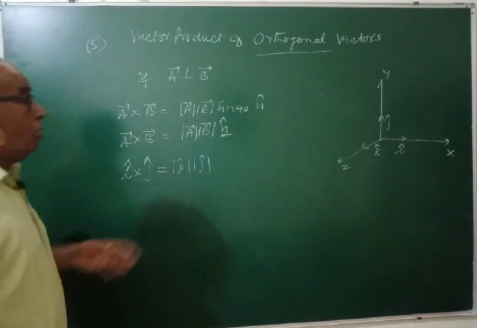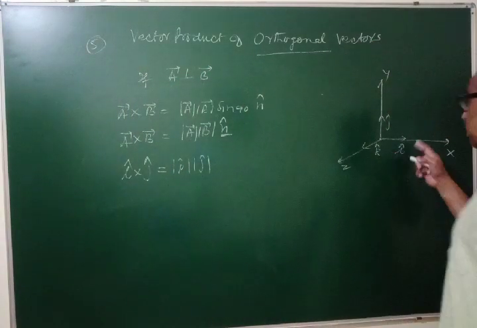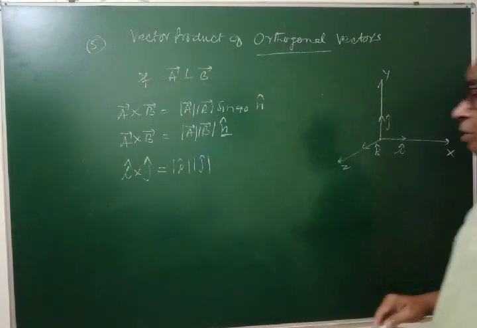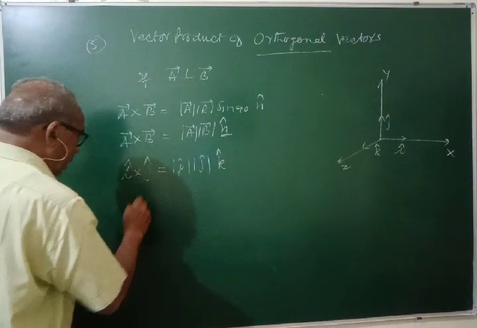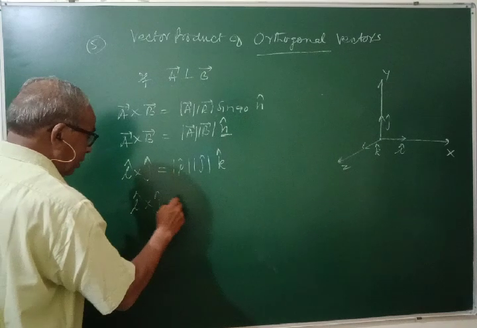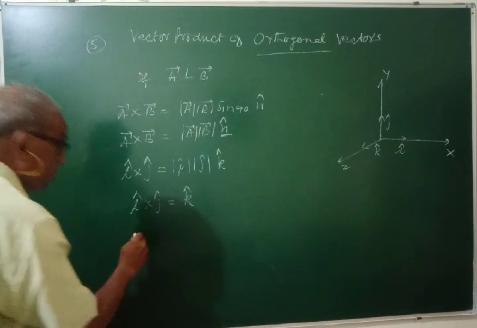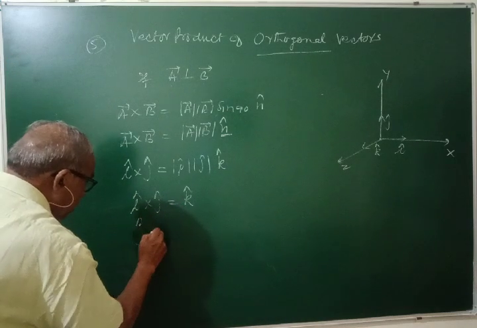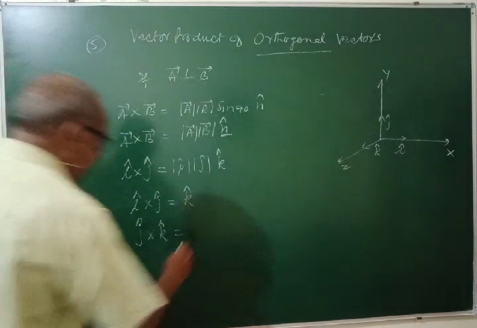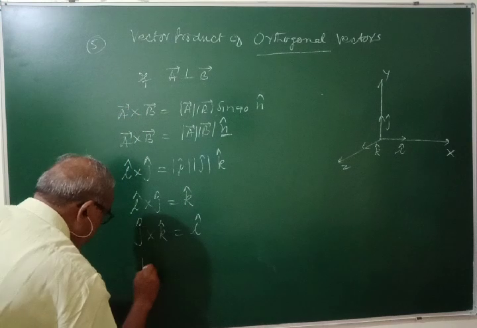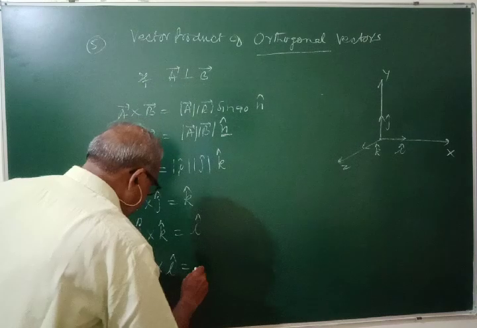Here n cap is a unit vector perpendicular to A and B both. So which unit vector is perpendicular to i and j? k. So it is k. Since modulus i is 1 and modulus j is 1, i cross j is the vector k. And similarly, j cross k is equal to i cap, and k cross i is equal to j cap.